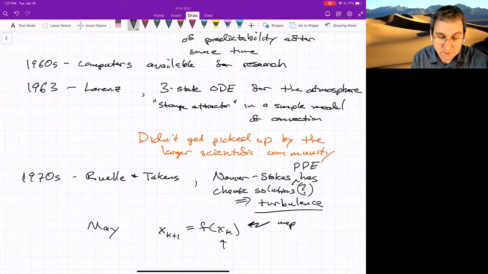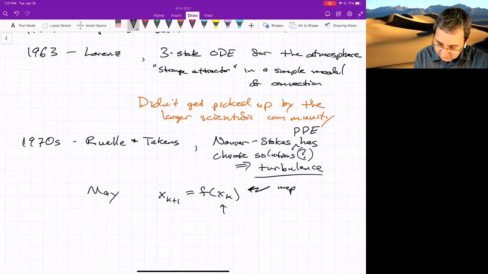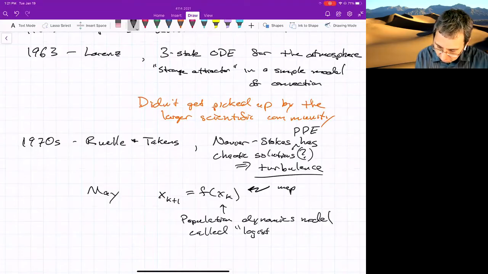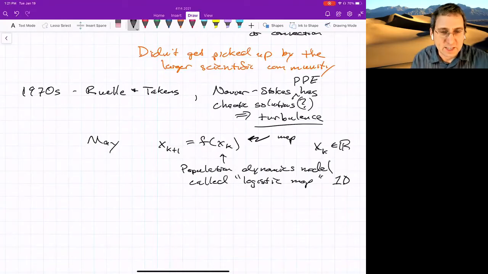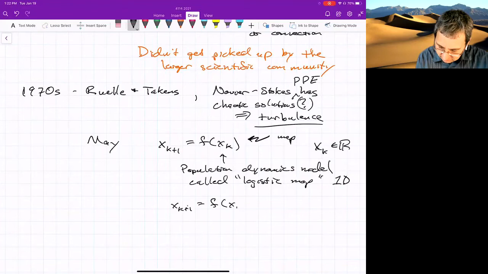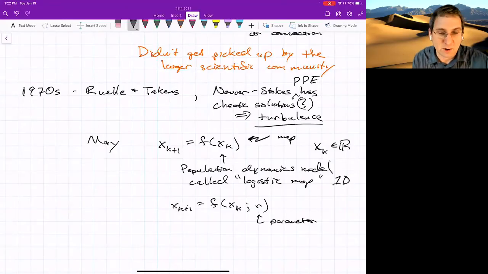What May did was look at a one-dimensional map related to biology and population dynamics. So it was a population dynamics model called the logistic map. And it's just a 1D map. x_k is just a real variable. And he showed that there's a certain value of the parameter. Let me write it this way, f(x_k; r). There's some parameter r, and for some ranges of the parameter r, you actually get chaos. So that was a major contribution. This was also published in Nature, so it got seen by a lot of people.